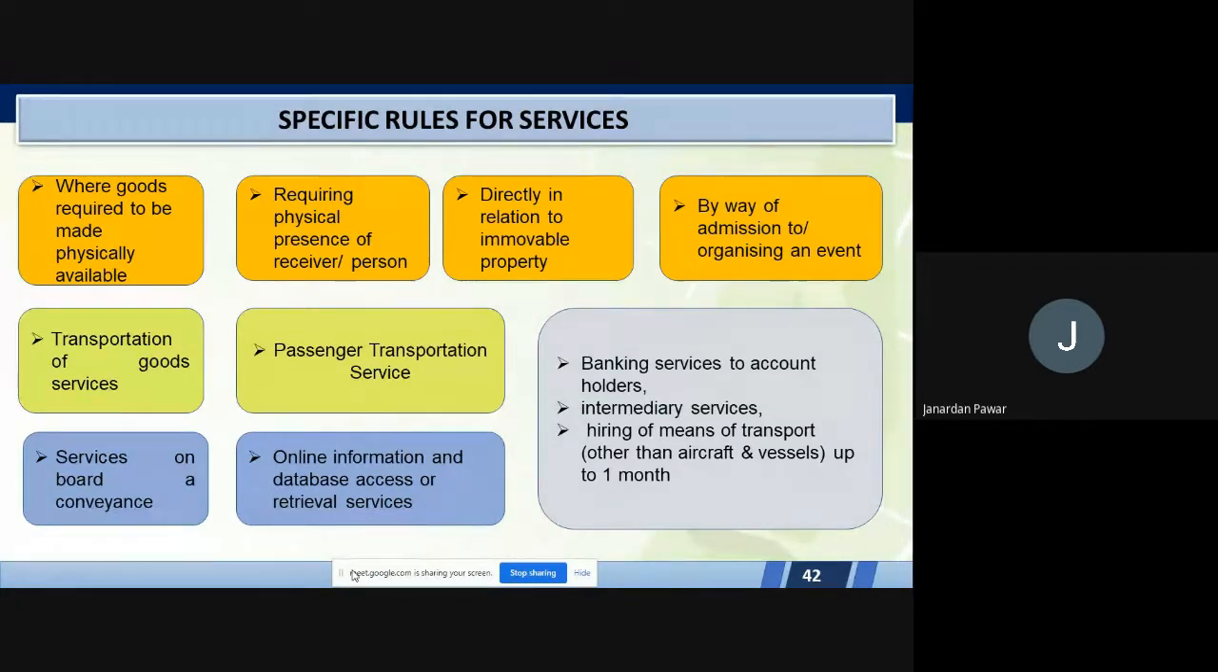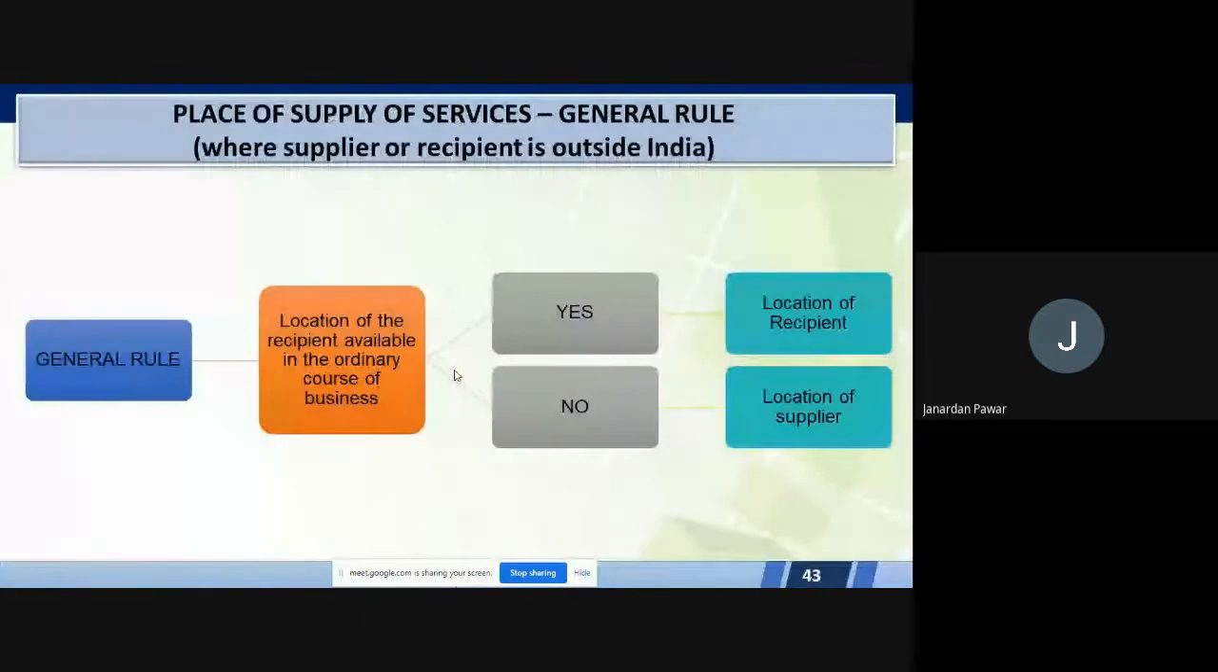So these are the specific rules which we are going to see. Now, look at this. Place of supply of services, general rules we have taken here, where supplier or recipient is outside India. Now we are going to see the general rule like previous one.